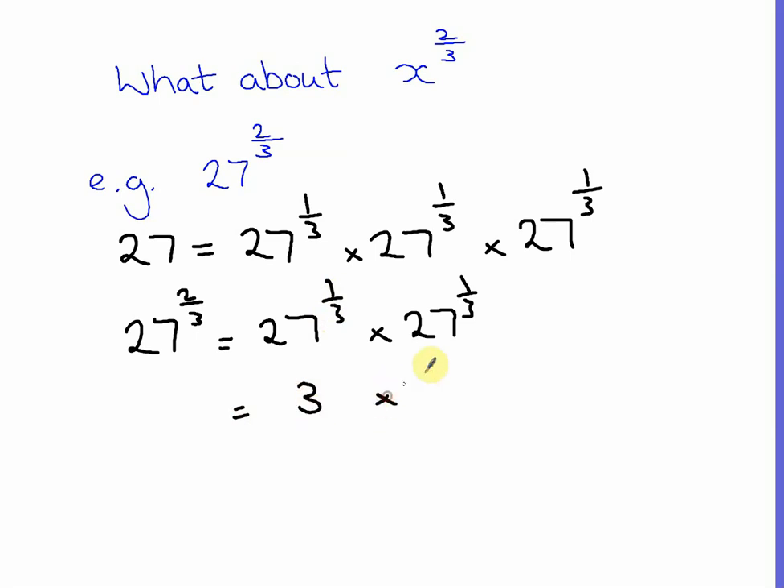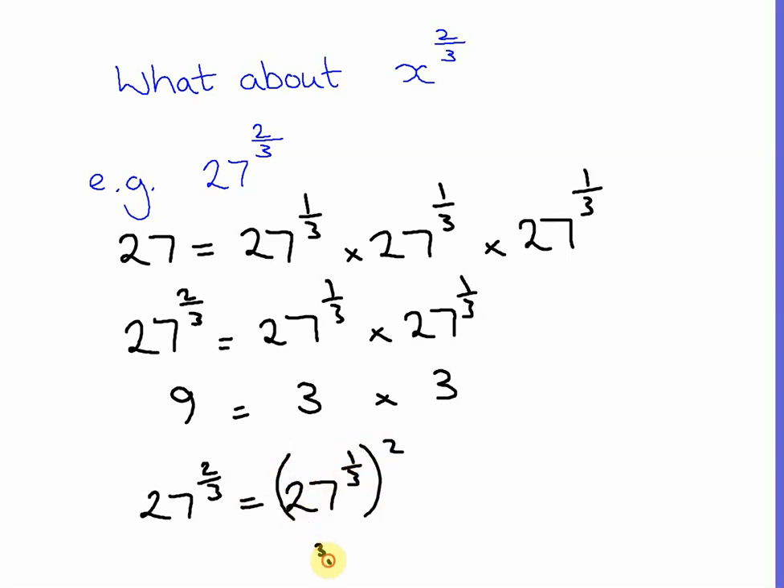So that's 3 times 3. So we know this must be 9. Well, also, we can see that it's the same thing times by itself. So we've also got here 27 to the 2/3 is 27 to the 1/3 squared, or the cube root of 27, which is the same thing, 1/3 cube root squared.